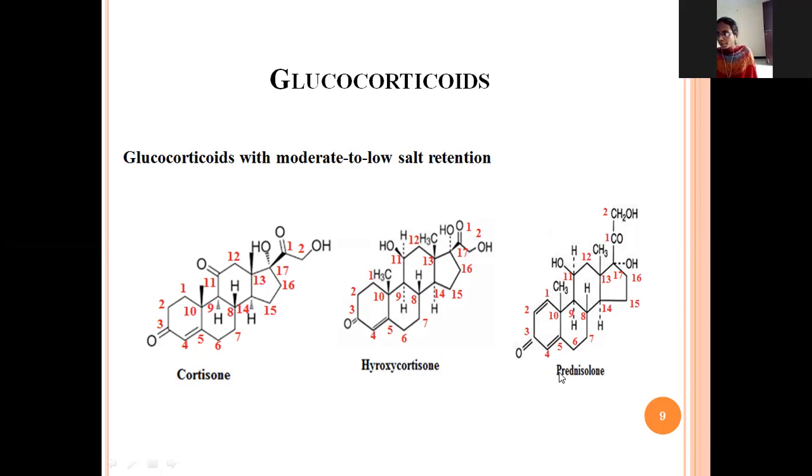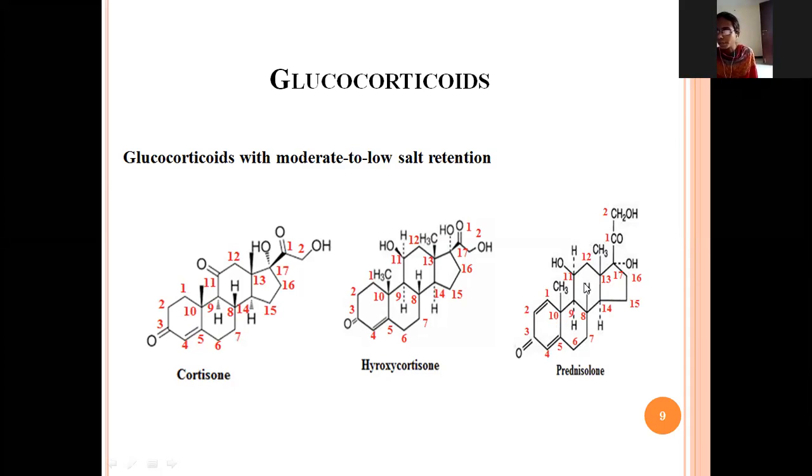Next, prednisolone. If you see the structure here, this is the phenanthrene, cyclopentane. In the third position oxygen, and here in the 11th and the 17th position hydroxyl, 10th and the 13th position methyl. In the 17th position 2-hydroxy acetyl is attached.